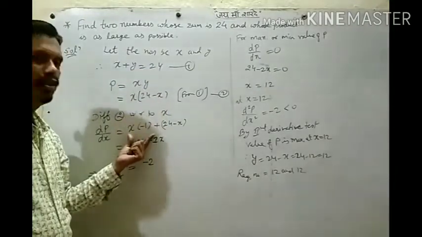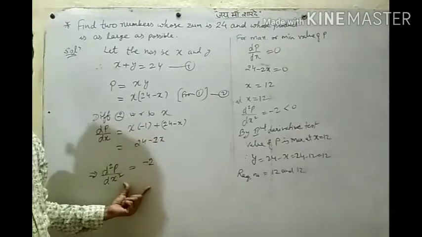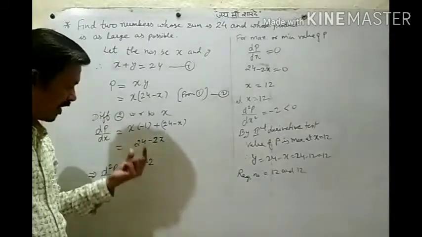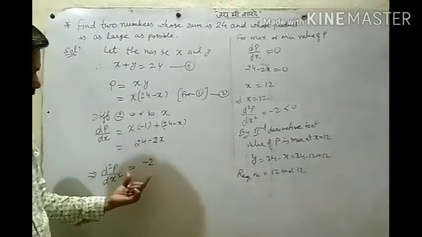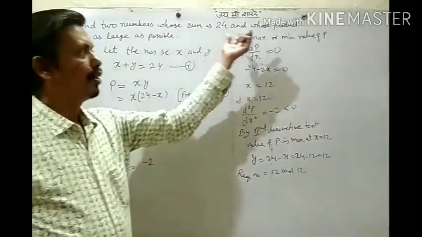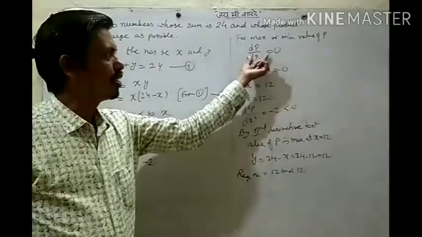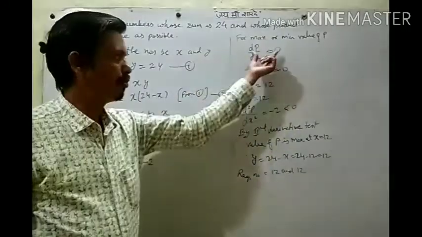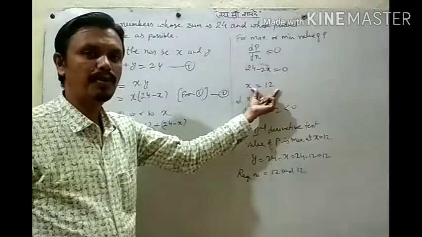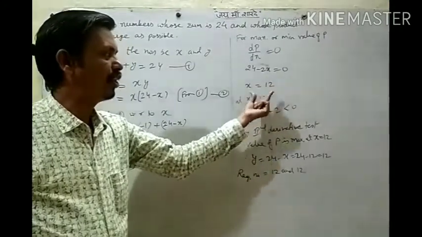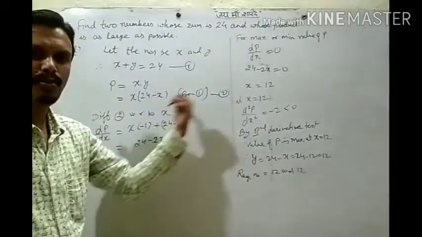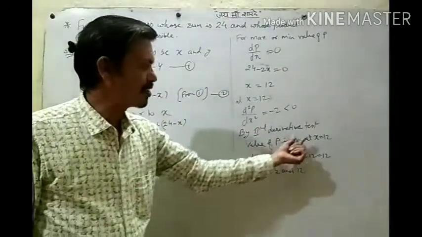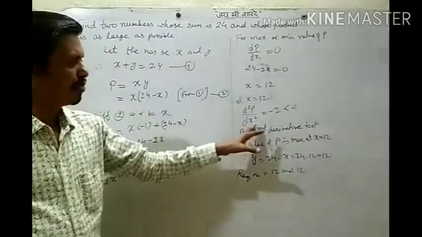Then find the first derivative and the second derivative, if you want to find this value of p using the second derivative test. For a minimum or maximum value, the first derivative should be 0, so we put it equal to 0. Then find the critical point, and at this point find the value of the second derivative. If it is negative, then the product p will be maximum. So it is maximum at x equal to 12.